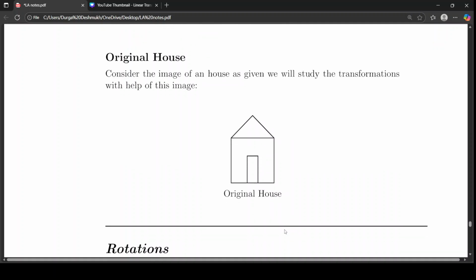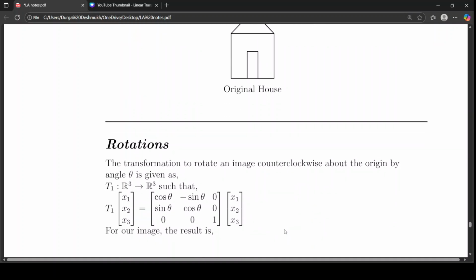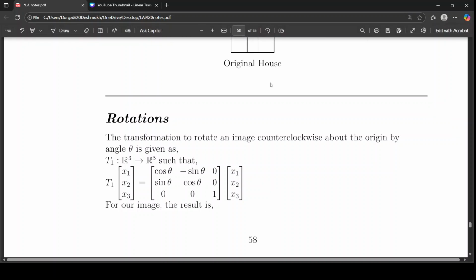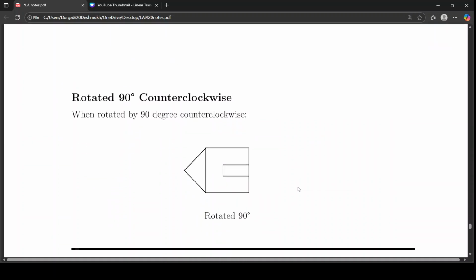So beginning with rotations. The transformation to rotate an image counterclockwise about the origin by angle theta is given as this, as shown on the screen. So for our input image, the result will be something like this. It will be rotated by 90 degrees in the counterclockwise direction.